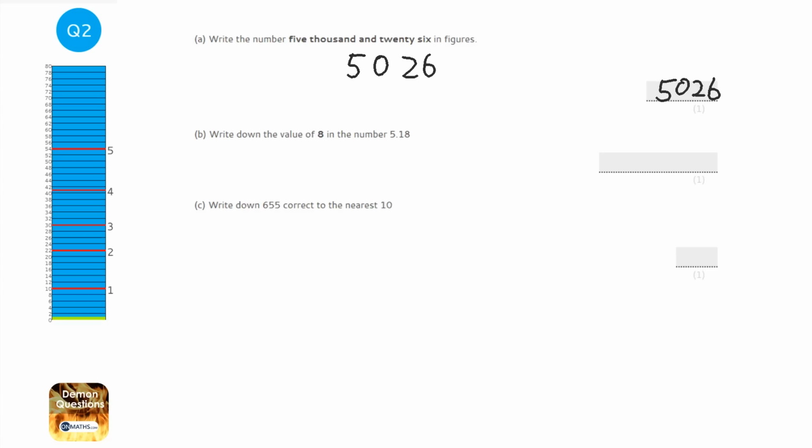Next question says, write down the value of 8. Now, if we remember, and let's just write the number a little bit bigger, this is our units column, this is our tenths column, and this is our hundredths column. So the value of the 8 is 8 hundredths. We can write that as a fraction, 8 hundredths. And that's the answer. Question C, write down 655 correct to the nearest 10.